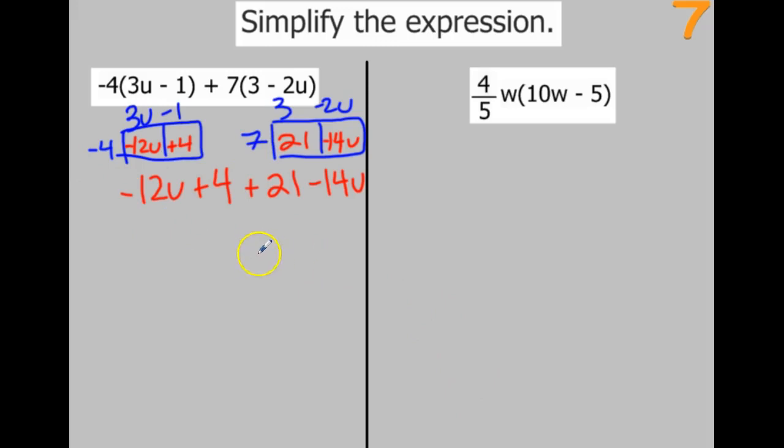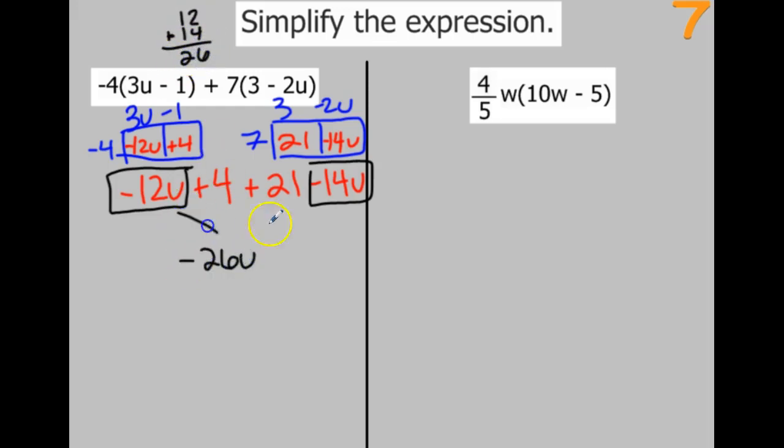This would get you most of the points on your test, but we need to combine our like terms. Negative 12 and a negative 14, they're all negatives. If you need to add it up, you can. Should be 26. They're all negative, so negative 26u. And then 4 plus 21 is 25.